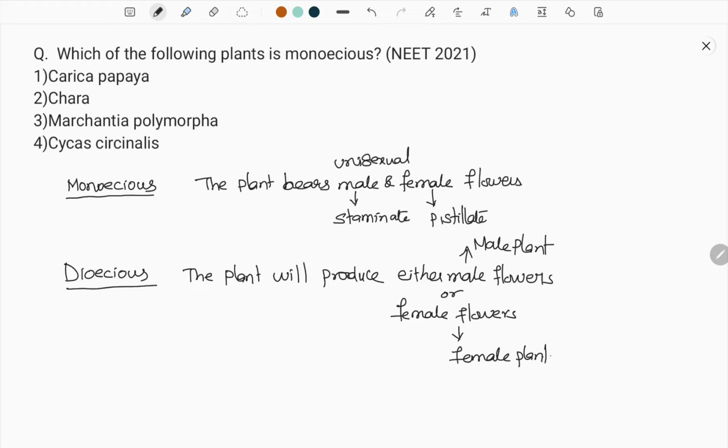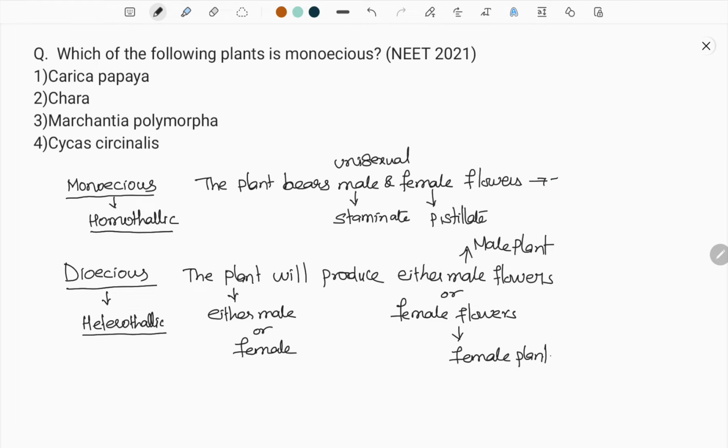So here the plant is either male or female, but not both. Such plants are called dioecious plants. It is otherwise also called heterothallic. It is a word that is used for the primitive plants, and monoecious is called homothallic.